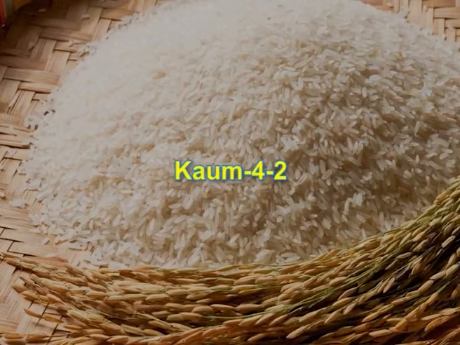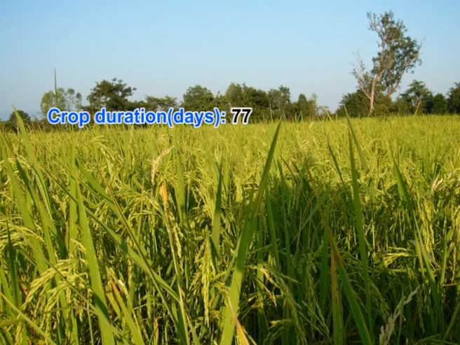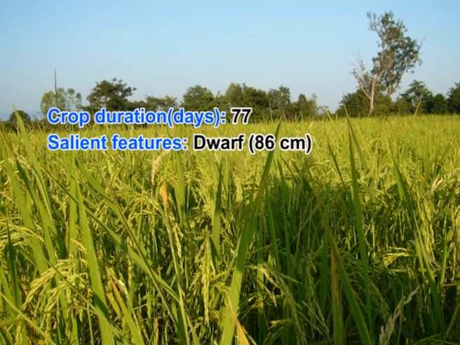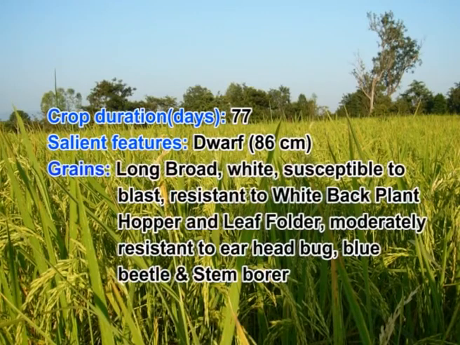COM 42. Crop duration is about 77 days. Salient features are dwarf, 86 centimeter. Grains are long, broad, white, susceptible to blast, resistant to white back plant hopper and leaf folder, moderately resistant to ear head bug, blue beetle and stem borer. Yields about 45 to 50 quintals per hectare.